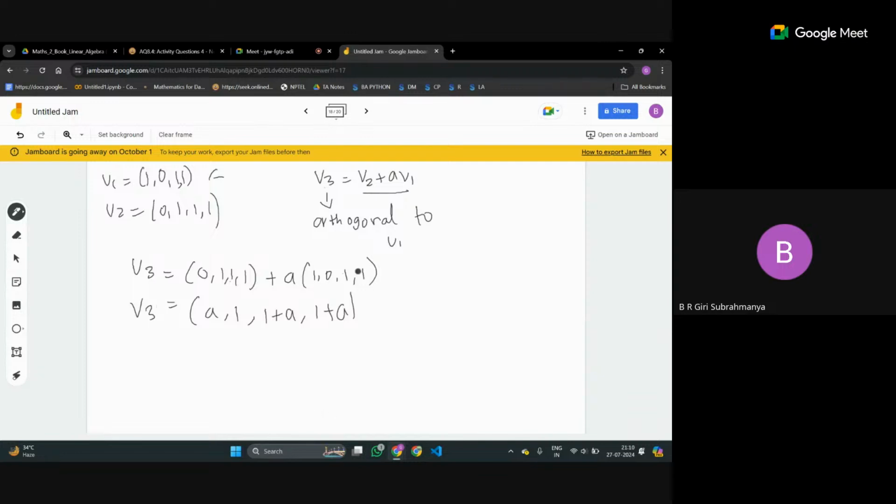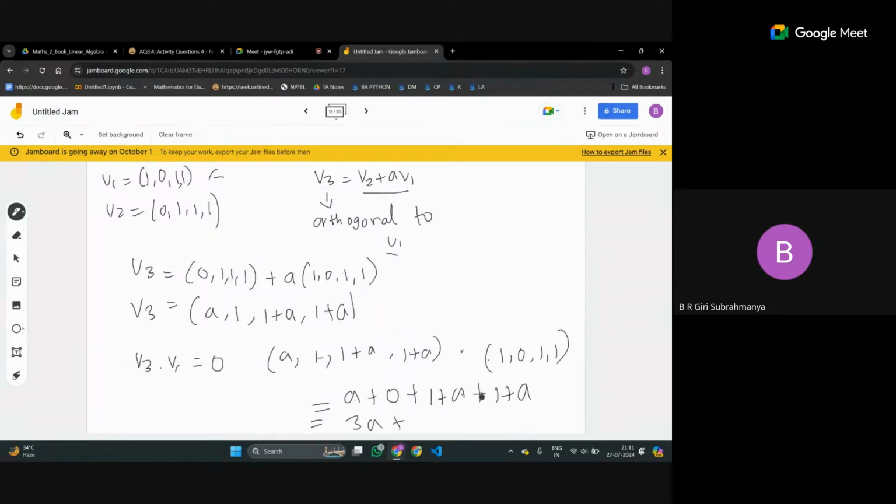The information which we have is V3 is orthogonal to V1, which means the dot product of V3 and V1 will be 0. So V3 dot V1 is (A, 1, 1 plus A, 1 plus A) dotted with (1, 0, 1, 1). This will be equal to A times 1, which is A, plus 1 times 0, which is 0, plus (1 plus A) times 1, which is 1 plus A, and then (1 plus A) times 1, which is 1 plus A. So this is going to be 3A, and 1 plus 1 is 2.